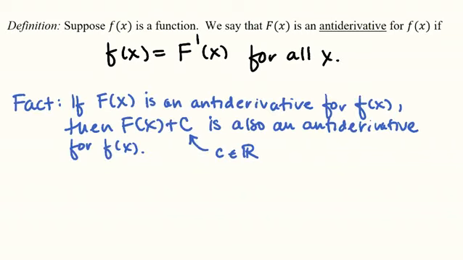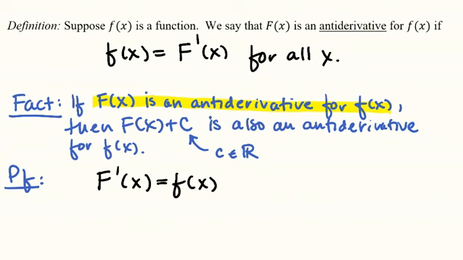And then this leads us to a relevant fact. If we've got an antiderivative and we add some number to it, it's still going to be an antiderivative, where c is any real number. So the proof would be, if we know that capital F of x is an antiderivative for smaller f, then the derivative of capital F is regular f.